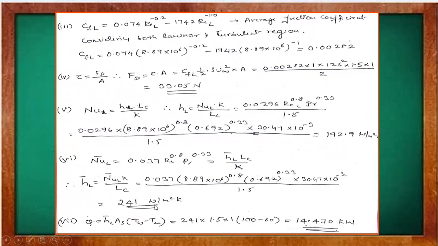Substitute, get the average heat transfer coefficient, and then find the rate of heat transfer Q, which is nothing but h_L bar into A_s, the surface area, into T_w minus T infinity. I'm again expressing that h_L bar is the average heat transfer coefficient. We get the value as 14.4 kilowatts.